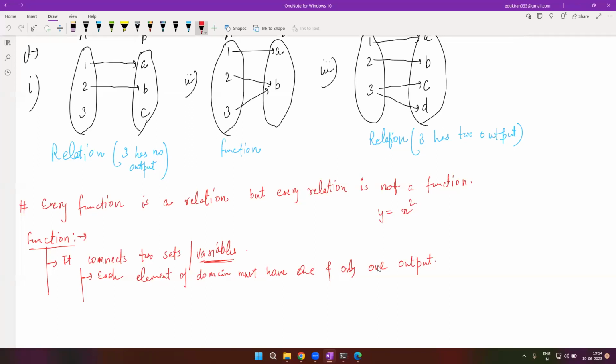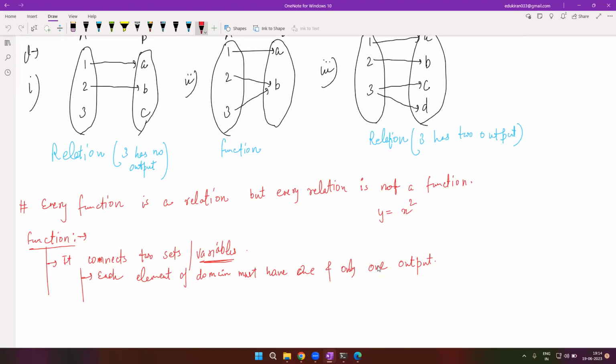Now let's come to the conditions. Why did we apply these conditions? First condition is each element of input must have an output. As we have talked about, the main job of function is to connect two variables, right? Now you are connecting two variables, so basically you are forming an equation. While you are forming this equation, have you seen an equation in which you give some value and you did not get the answer? Every equation has an answer, right?